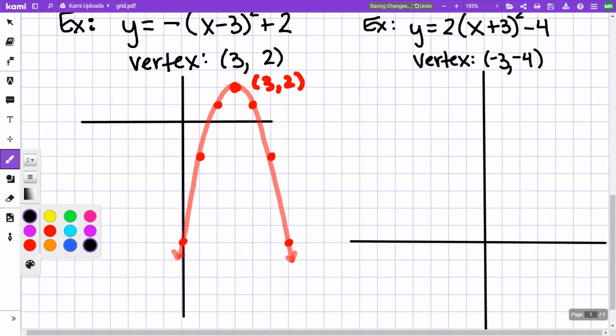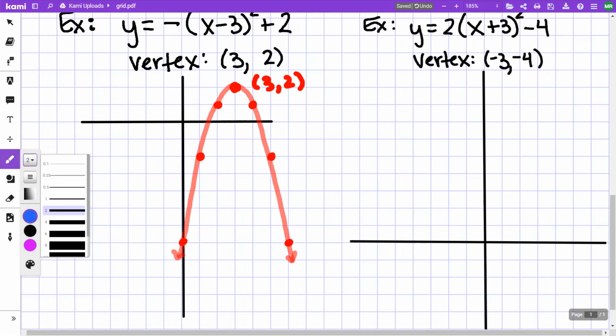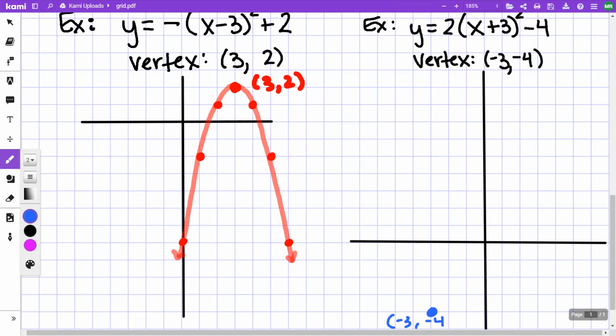So I'm going to go to -3, -4, 1, 2, 3, 1, 2, 3, 4. Okay, that's going to be my vertex. And let me just jot that down. That is -3, -4. That's that vertex. Then I'm still going to be from my vertex going out 1 and squaring 1 and going out 2 and squaring 2 and going out 3 and squaring 3 because this whole thing is x squared.